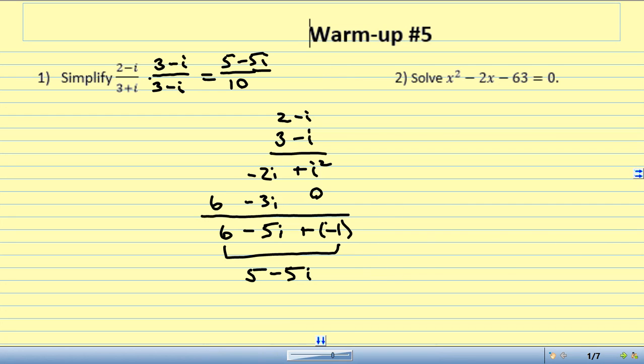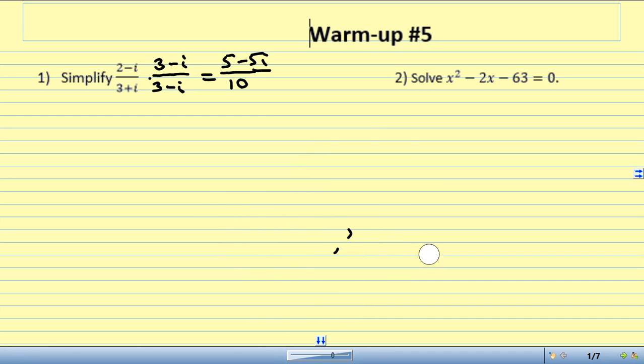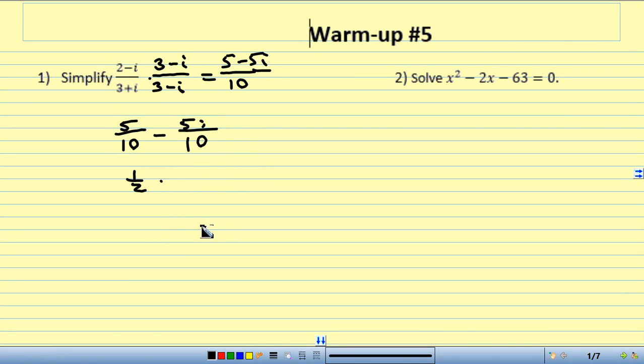Now we put everything under 10. So I have 5 over 10 minus 5i over 10, and that becomes 1/2 minus 1/2 i.